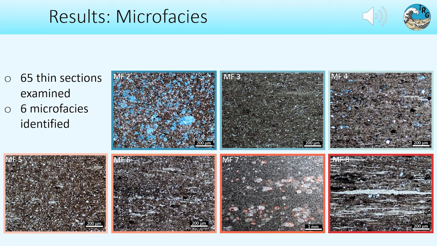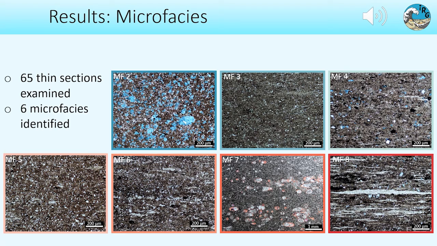Microfacies 2 is a heavily dolomitized argillaceous mudstone. Microfacies 3 is clay dominated and variably biarticulated. Microfacies 4 is an unbiarticulated silt-bearing fine mudstone. Microfacies 5, which is shown on the bottom left, is an unbiarticulated silt-bearing fine mudstone. Microfacies 6 is a medium mudstone and it's variably biarticulated.